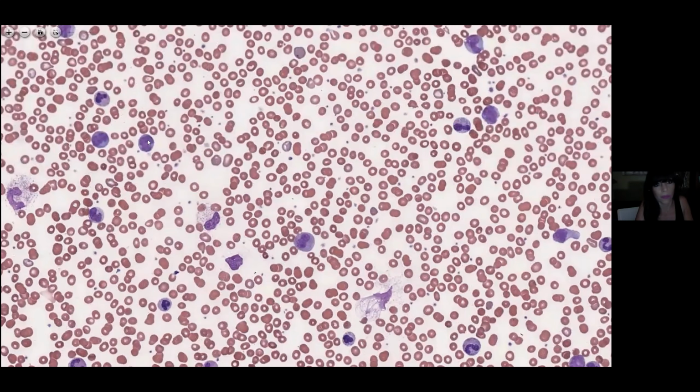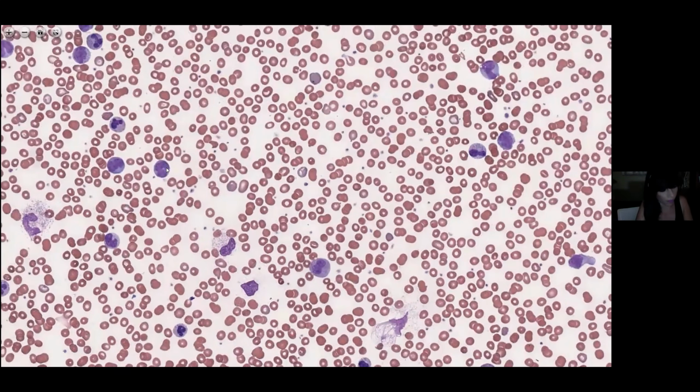I don't know if you've got any further comments on cases like this or any previous experience of dealing with cases like this in the lab.